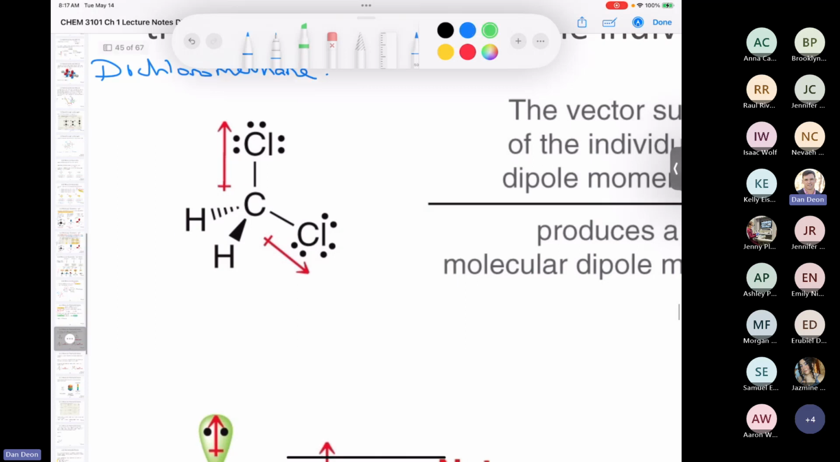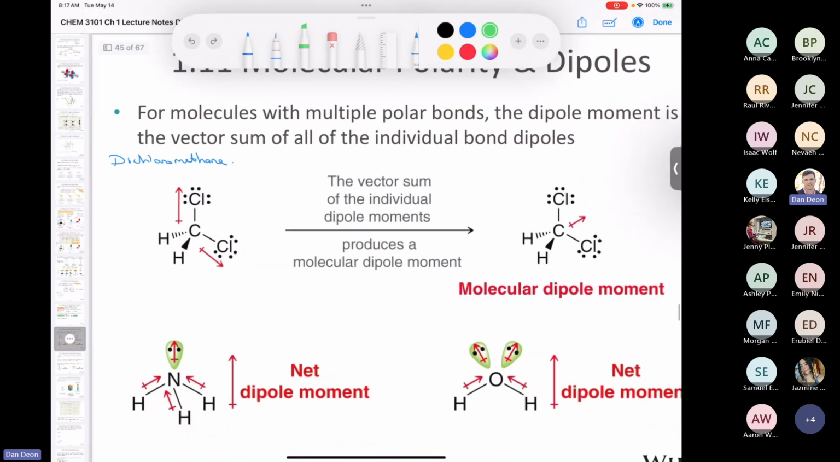Remember, the bonds between carbon and hydrogen, those are not polar, right? The difference in electronegativity between carbon and hydrogen is only 0.4. It's less than 0.5, so it's not a polar bond. So if I have something pulling in this direction, and if I have something pulling in this direction, what's the net direction of those two dipoles, okay? The net dipole moment is going to be this one right here. So overall, we would say that dichloromethane is a polar molecule.